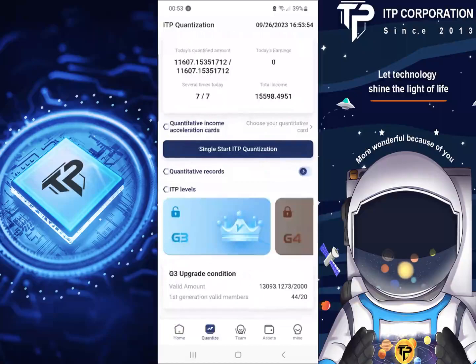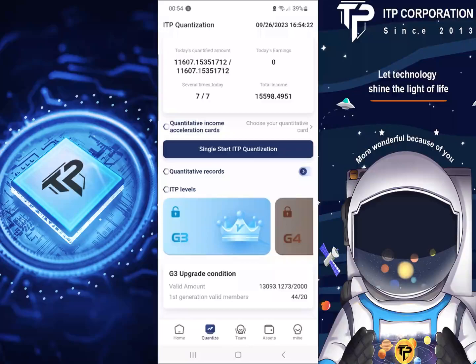Now near the top you'll see "several times today" it's got 7 out of 7. I have 7 trades a day when you start with 5. As you go up in levels, you get more trades. So I've actually got 7 at the moment, and the amount that I will be trading on today is $11,607, which you can see just above that.